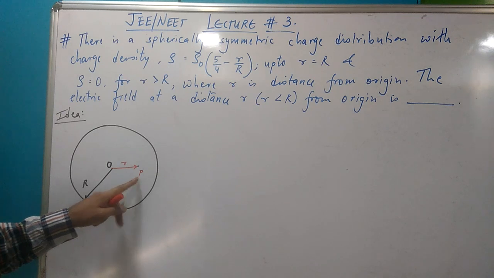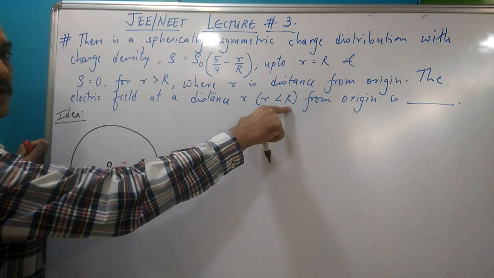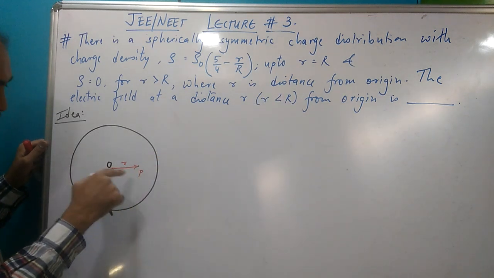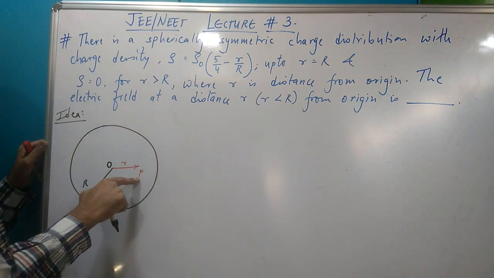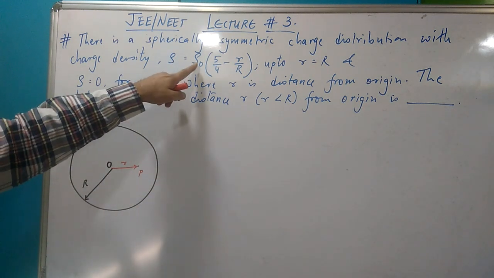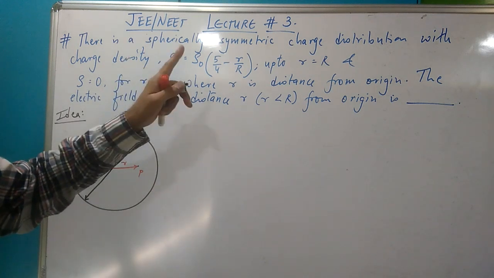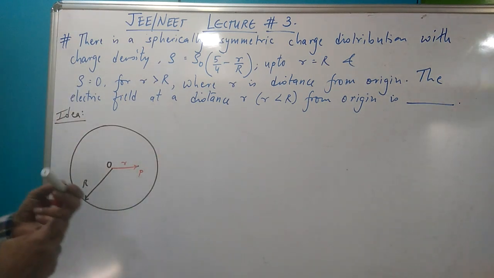Now let's take up the idea. This is my point P. Here small r is lesser than big R, so this point is lying inside. So I will have to find the electric field here. You say, sir, no problem, use Gauss's law, or you have an equation. But you can see that this charge density is not uniform. It is changing with distance. As a result, you can't use your normal idea of rho r by 3 epsilon 0. You can't do that.